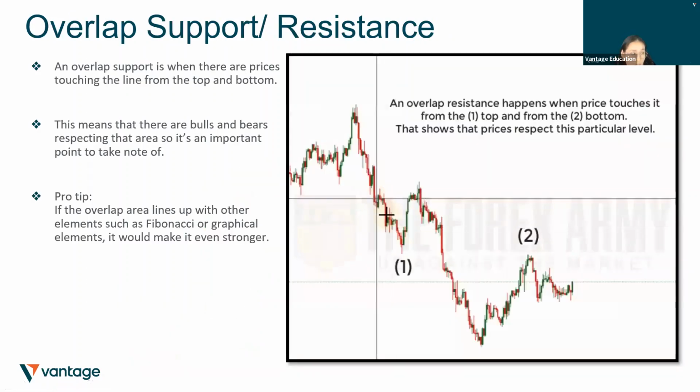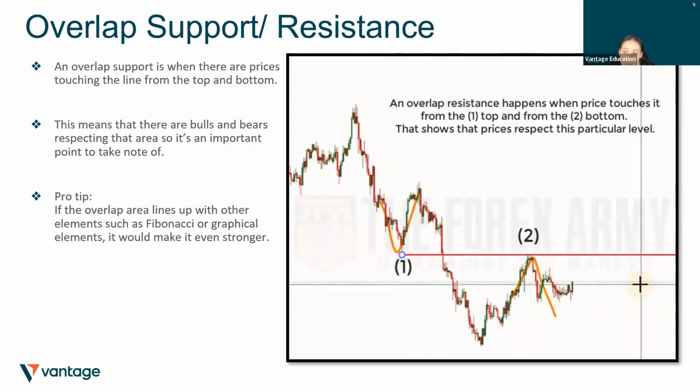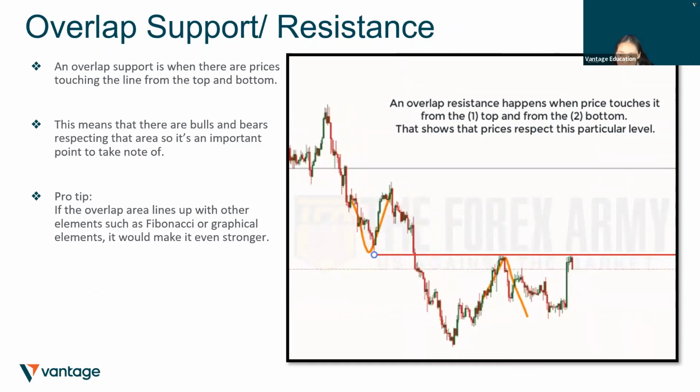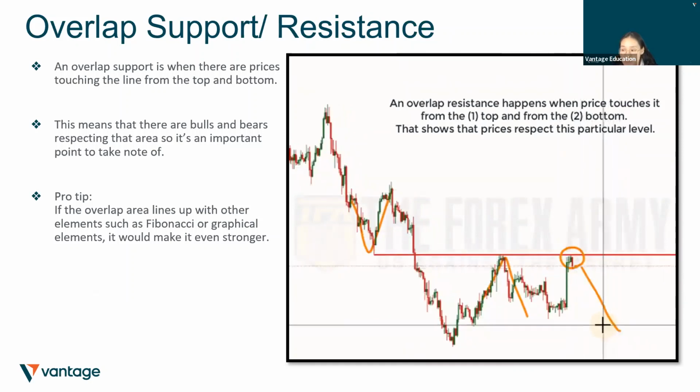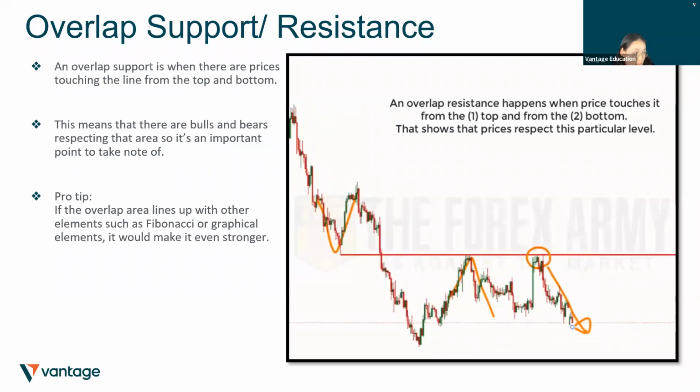Okay, so now let's get into overlap. So an overlap resistance or support level occurs when price reacts off a particular level from the top and from the bottom. So the more times it reacts off this area, the stronger the overlap area. So this means that there are bulls and bears respecting that area, so it's an important point to take note of.